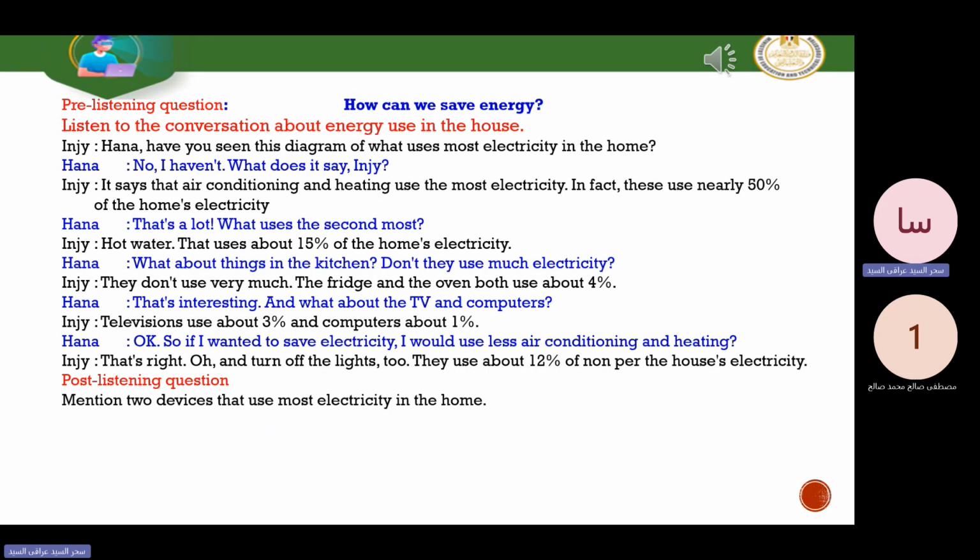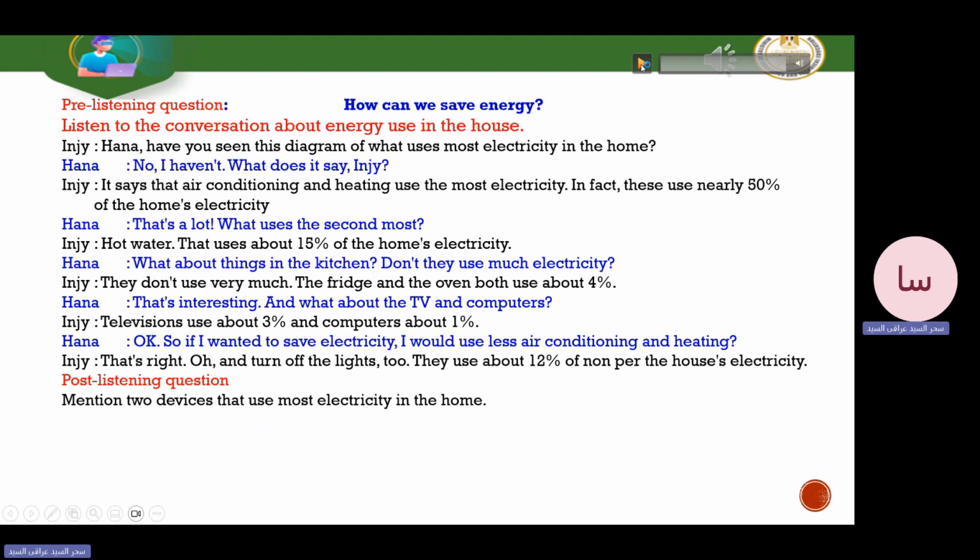Let's check another point. Listen to a conversation about energy which we use in our home. How can we save energy in our home? Listen first, then we will discuss it later on. Workbook, Unit 9, Lesson 4, Exercise 3.